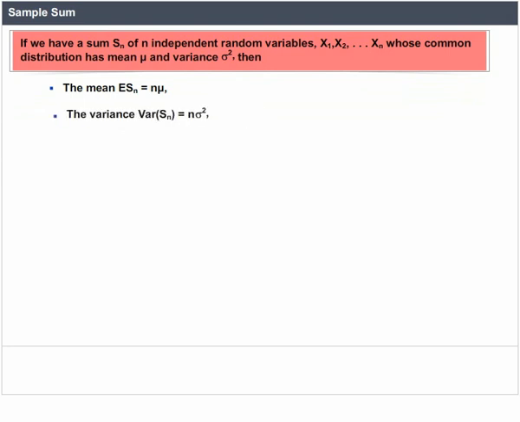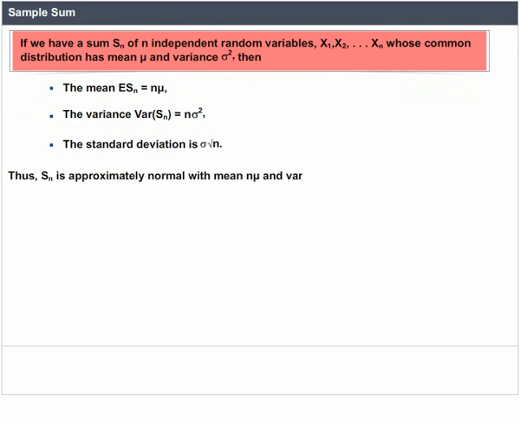The variance of Sn is equal to n sigma square. The standard deviation is sigma square root of n. Thus, Sn is approximately normal with mean n mu and variance n sigma square. The z-score in this case is Zn equal to Sn minus n mu divided by sigma times square root of n.